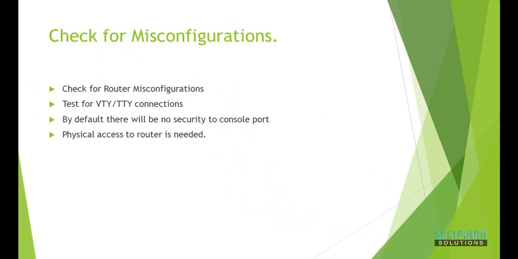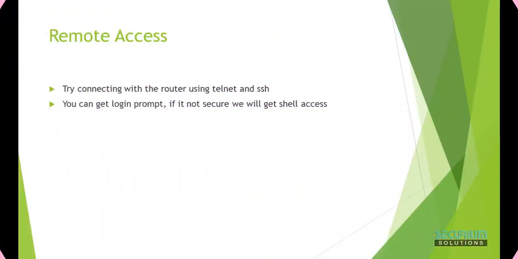test for VTY and TTY connections. So obviously we know virtual terminal, once you have physical access to the console port, then only you can get into the VTY and TTY connections. So if you are doing internal network penetration testing, then you should perform this. Okay, and then next we have remote access. Try getting remote access to the router's console or switch console. How? Try connecting to the router using SSH or Telnet, and you can get a login prompt. If it is not secure, you'll get shell access directly. Okay, so you can try that one.